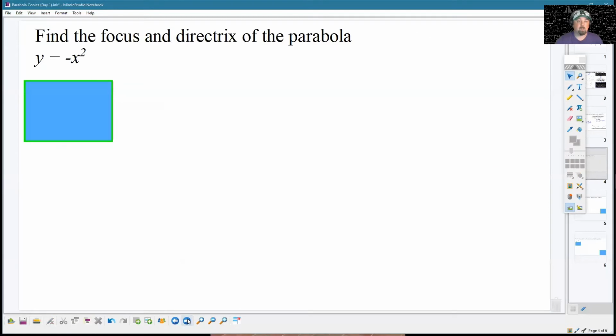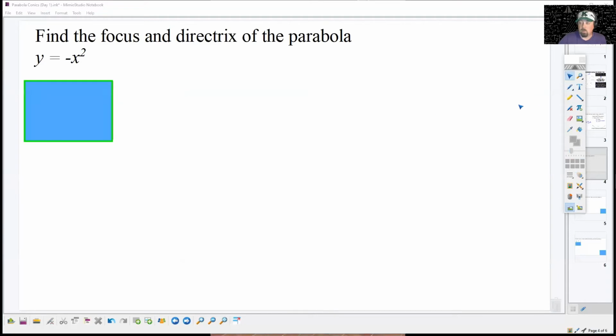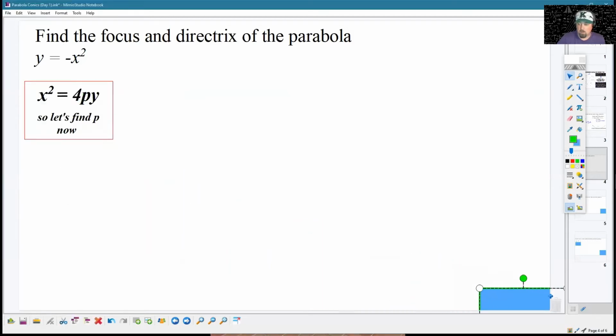All right, let's try something else. So we're going to find the focus and the directrix of this parabola. So this is y equals negative x squared. We kind of already know, even not knowing anything about this as a conic section, which is what we're learning right now, what this looks like. This negative means it opens downward, but it doesn't help us find the focus and the directrix. But we're going to use this one to help us find the focus and the directrix.